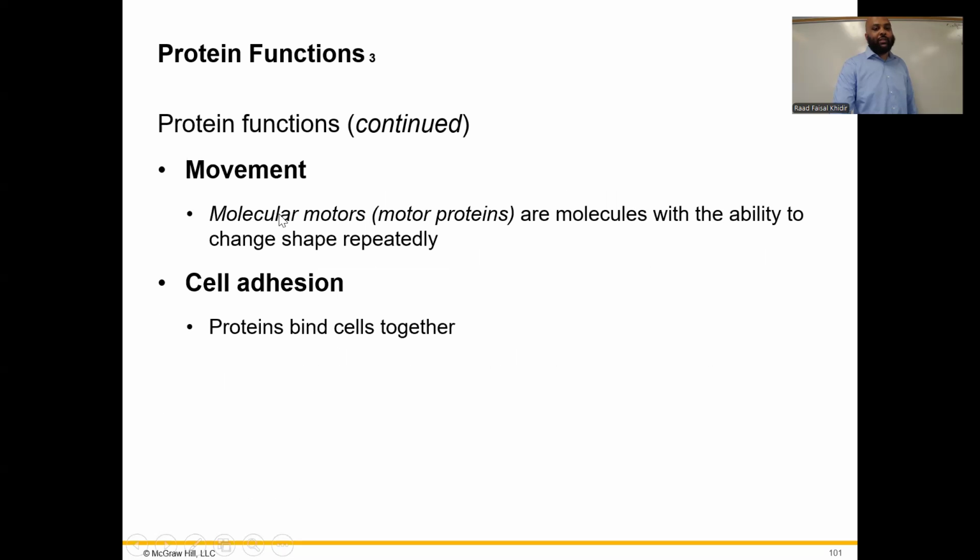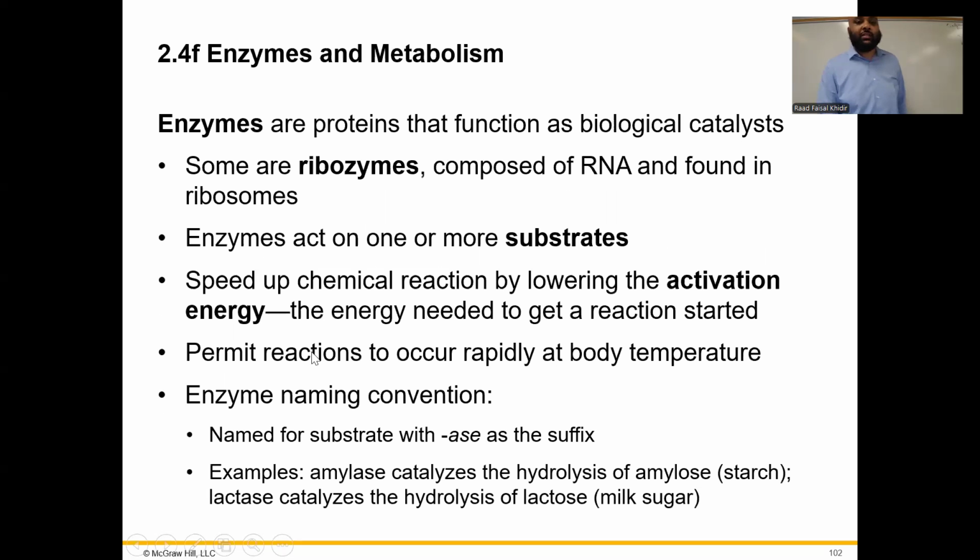Movement. The molecular motors are motor proteins, molecules with the ability to change shape repeatedly. We have seen that in the lipoproteins carrying the lipids. Cell adhesion is when proteins bind the cells together.